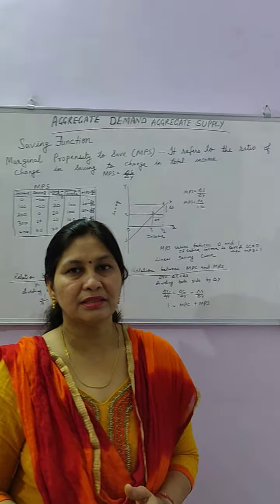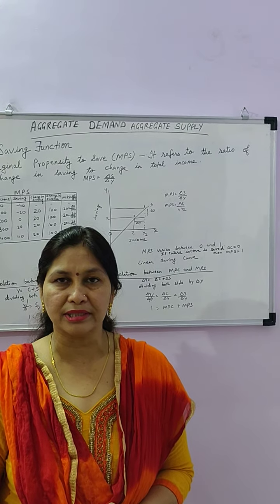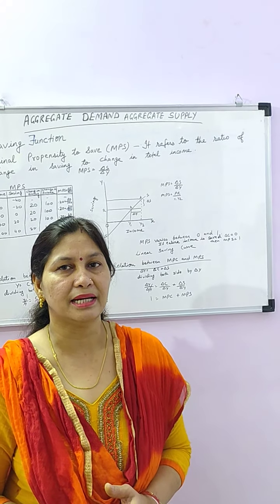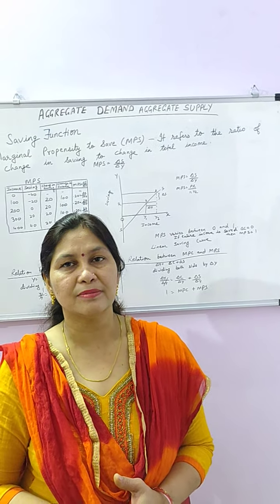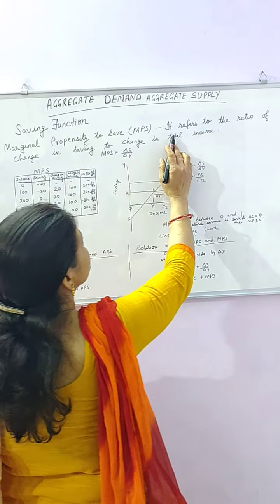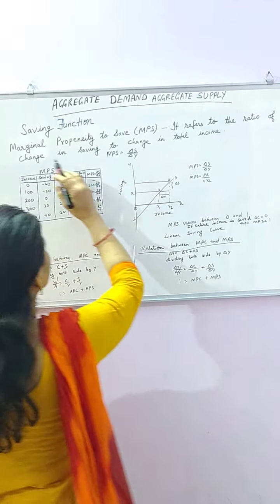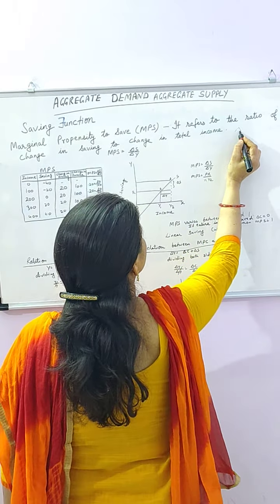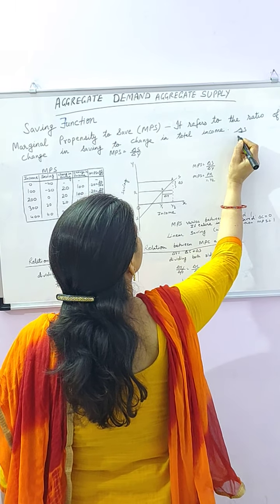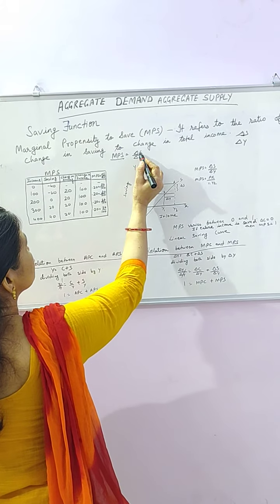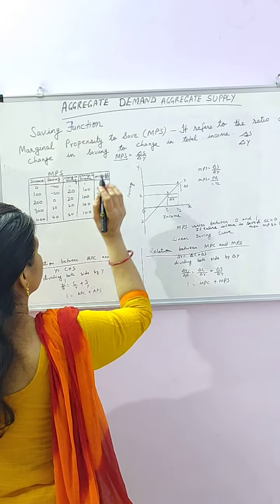As our income increases, our savings also increase. So with the increase in additional income, there will definitely be an increase in additional saving also. This is known as marginal propensity to save. It refers to the ratio of change in saving to change in total income. The formula of MPS is: MPS equals change in saving upon change in income.